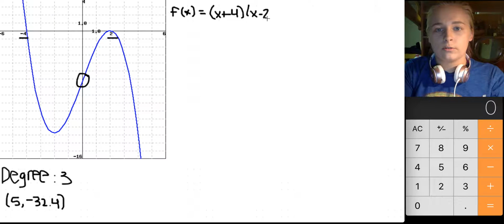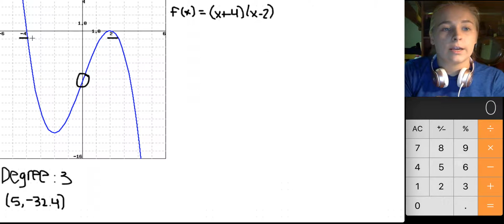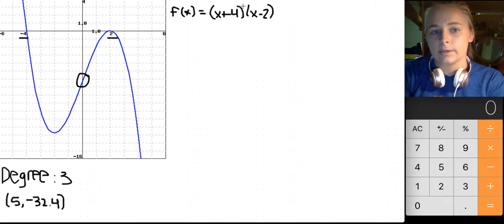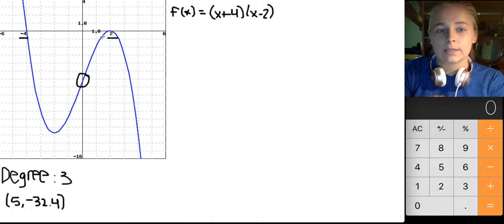Then we have to move on to find our multiplicities of these factors. So we have negative 4 here, and it crosses the graph. When it crosses the graph, that means that our multiplicity will be odd, and in this case it's 1, which we don't have to put a 1 there because it's implied. Then we see that it bounces or touches the graph right here, so it's going to be an even multiplicity, and in this case it is a 2.